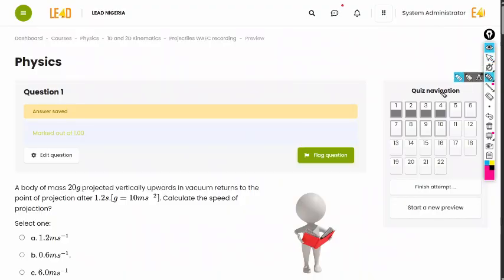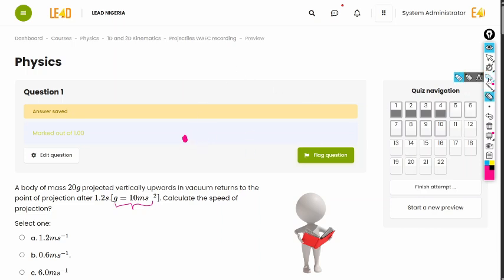Alright, question 1 says, a body of mass 20 grams projected vertically upwards in a vacuum returns to the point of projection after 1.2 seconds. Now we have that gravity is given to us at that. Calculate the speed of the projection. So that's calculate the initial speed of the projection.